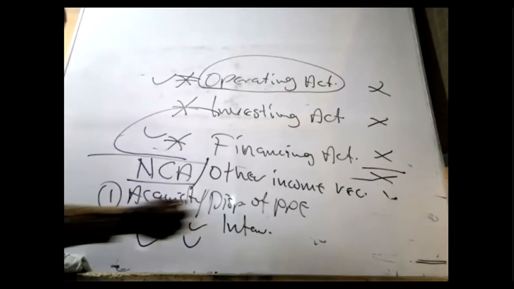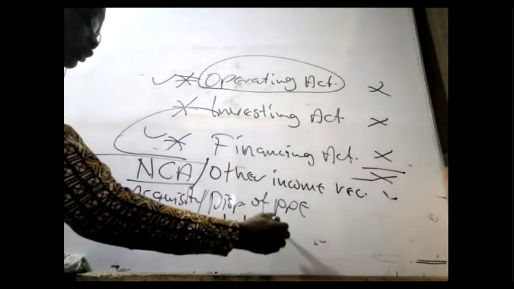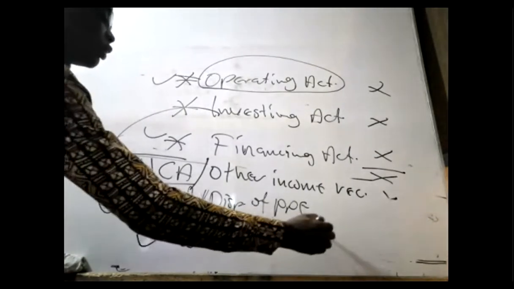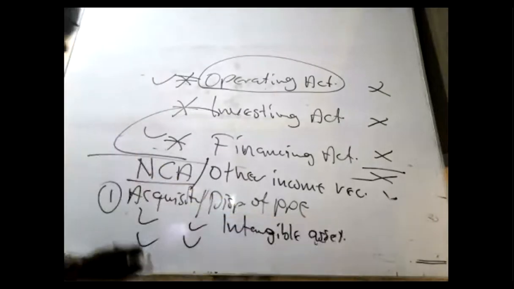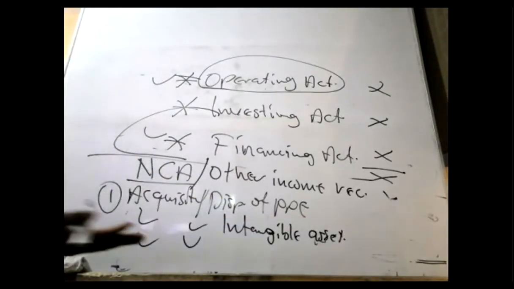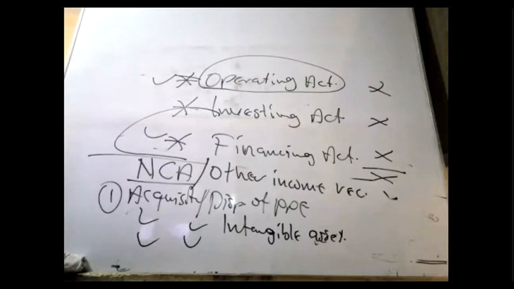So intangible assets. And then investment, maybe fixed deposits. If you acquire fixed deposits, it's an investment activity. It's an investment. Perfect. Then you can also talk about the other income received. You can also talk about other income received. Basically.